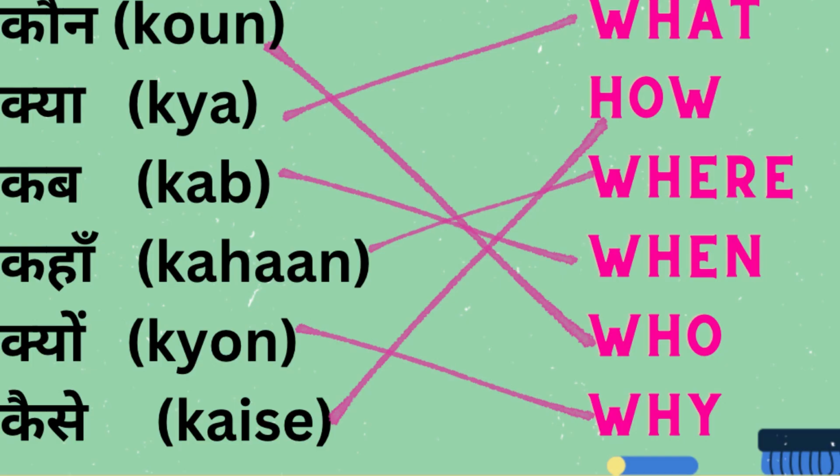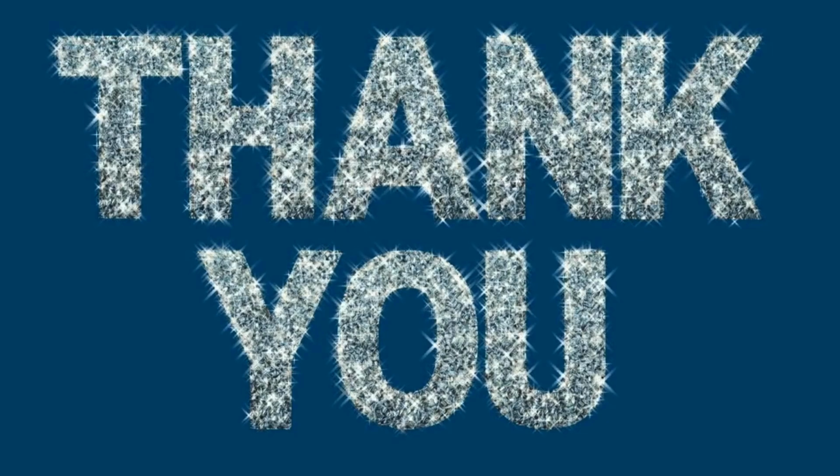So friends, I hope this video gave you a nice understanding about the Hindi equivalents of the 5 W's and 1 H in English. These are कौन for who, क्या for what, कब for when, कहाँ for where, क्यों for why, and कैसे for how.